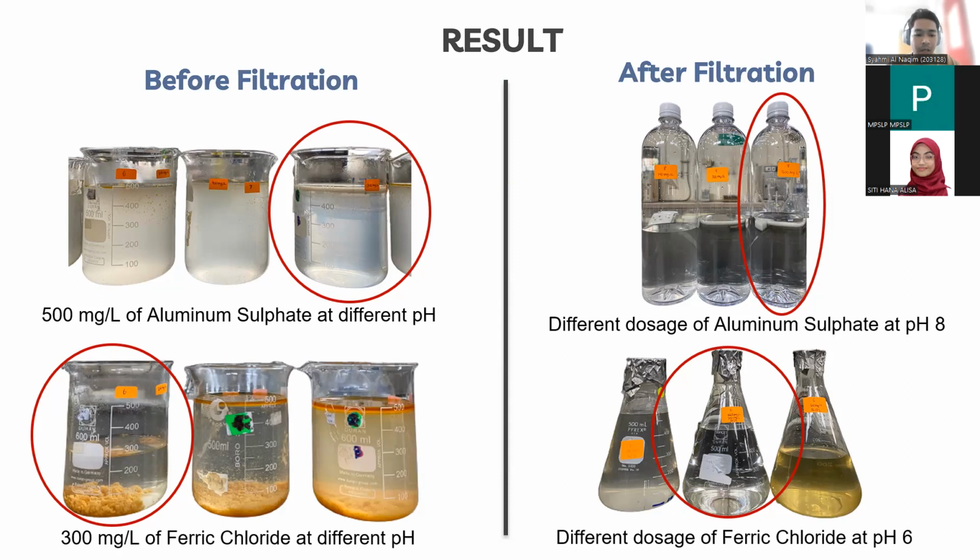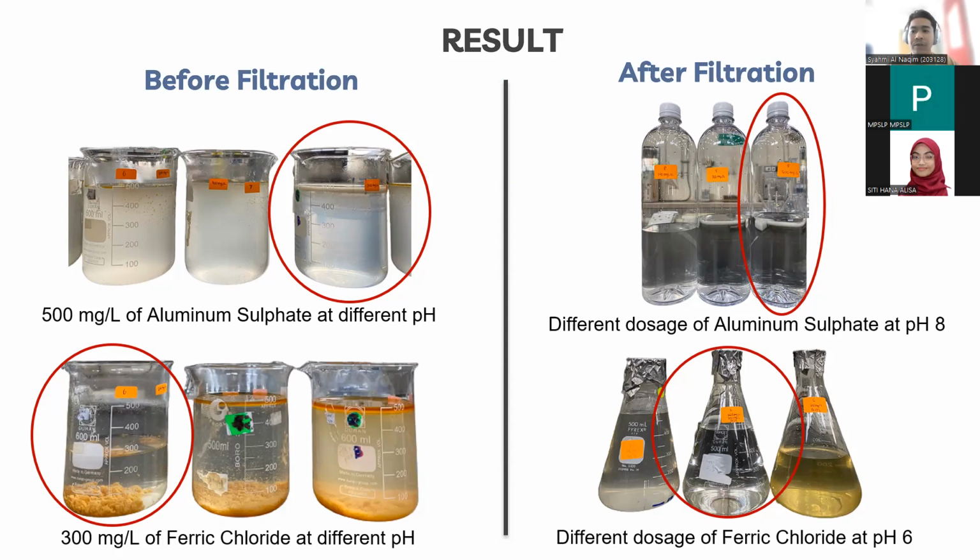While for the ferric chloride, it is not the same as the aluminum sulfate. The best result is at acidic condition, with the dosage of 300 mg per liter. As you can see at the bottom one, at the left side, we can see that it has the ability to coagulate and also flocculate.